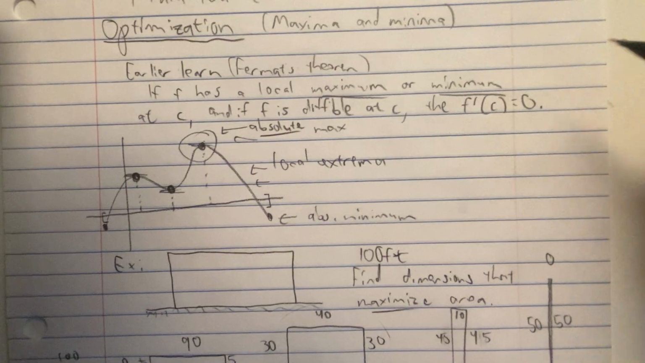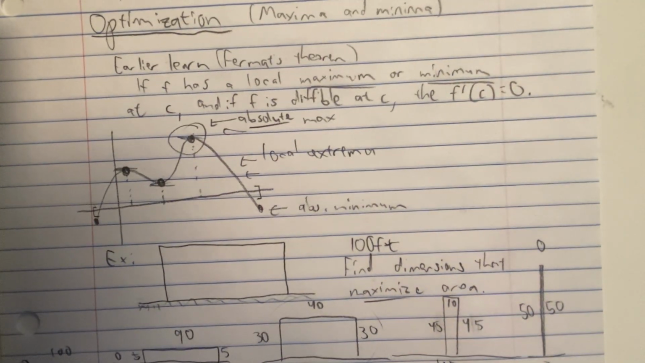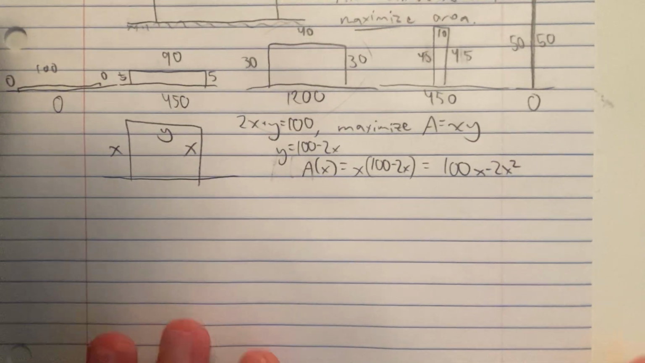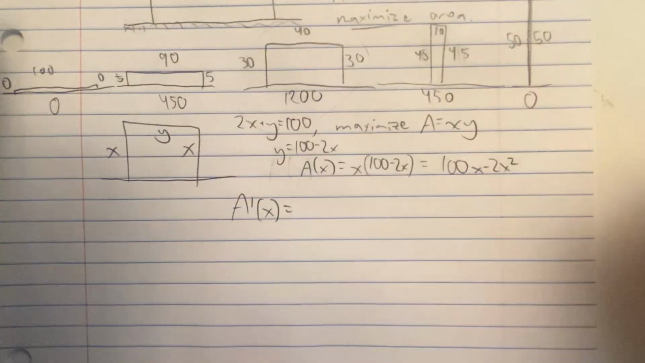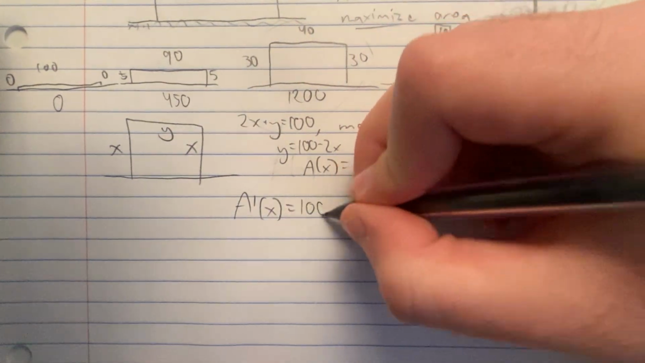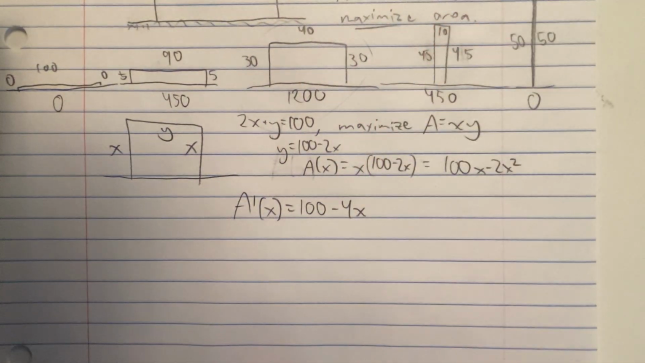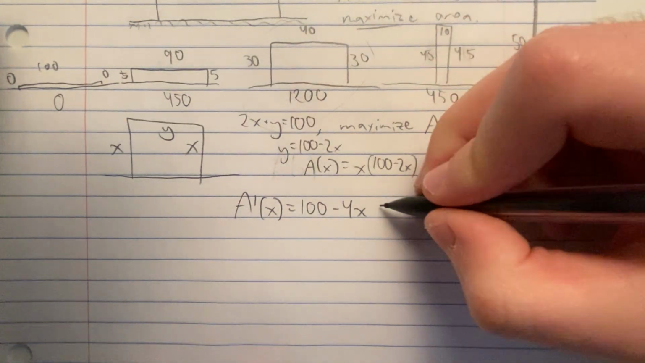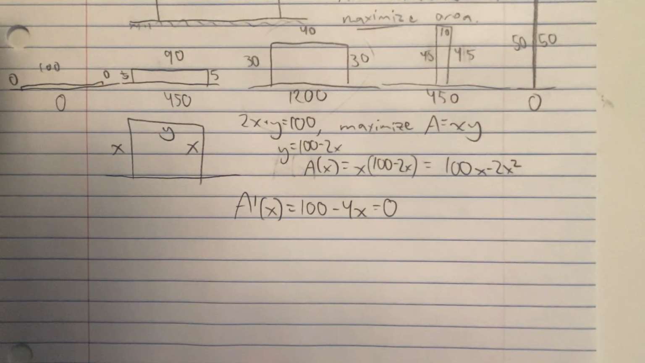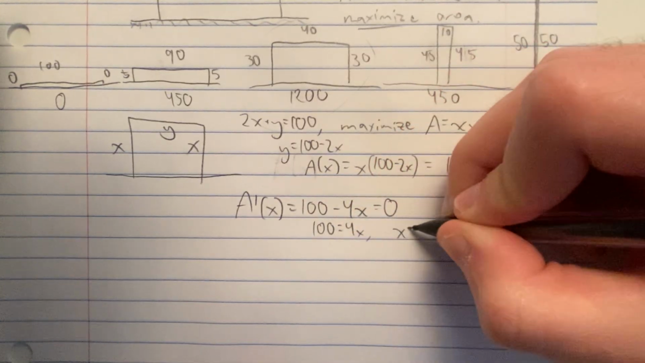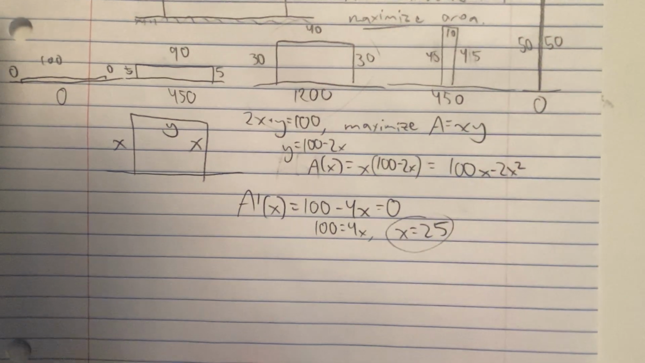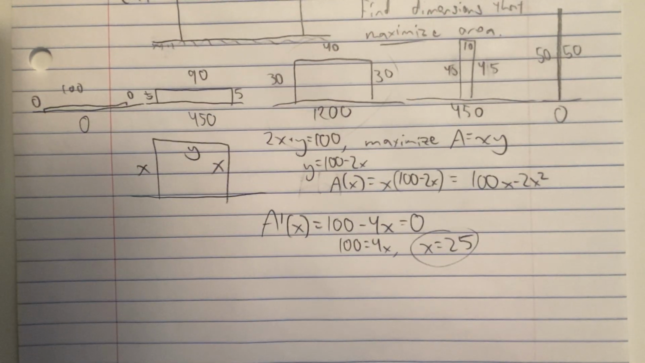And if we want to use Fermat's theorem over here, we want to find a place where the slope, where the derivative equals 0. So how do we do that? We take the derivative and we set it to 0, right? So where does this happen? Well, we can solve 100 equals 4x, x equals 25. Is that the answer to our problem?